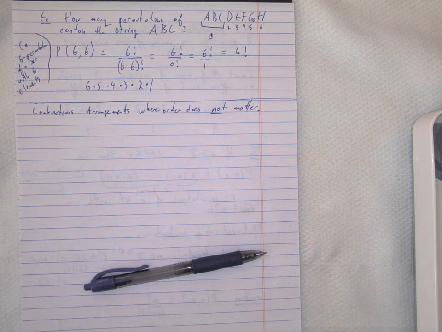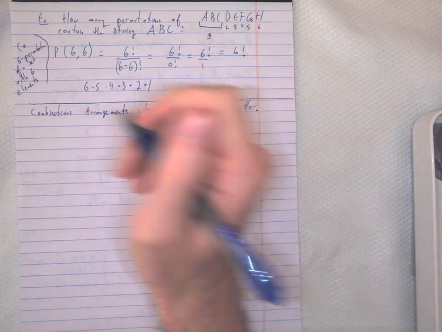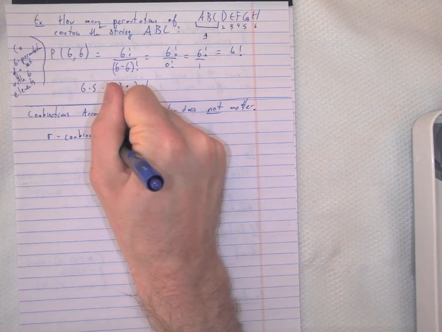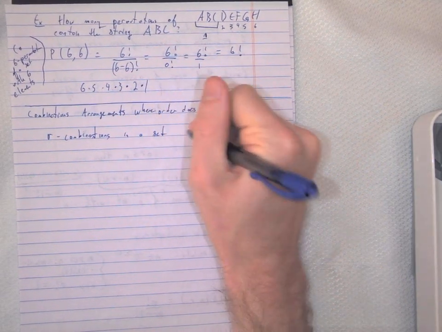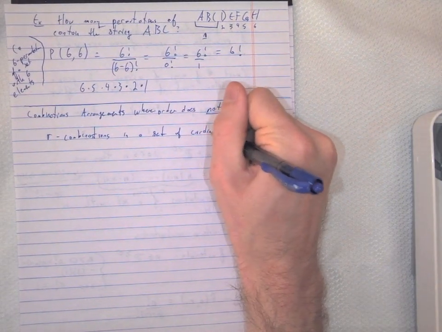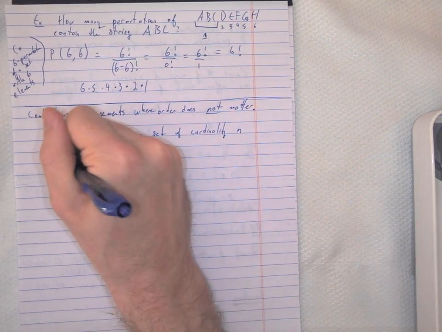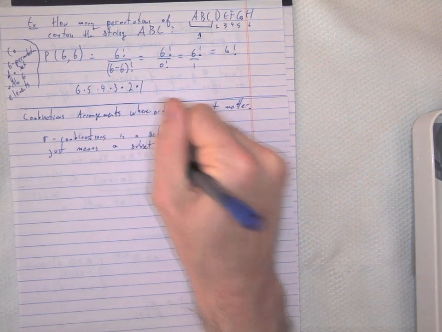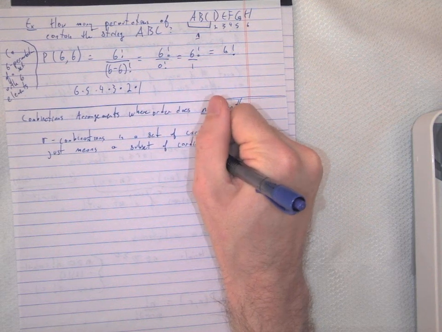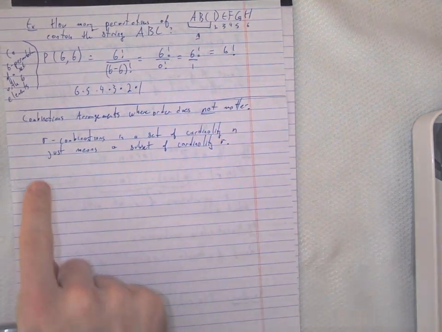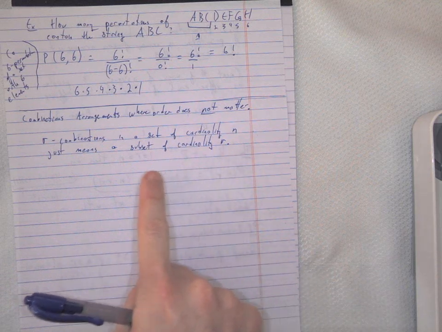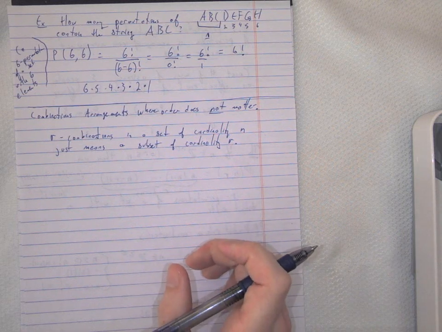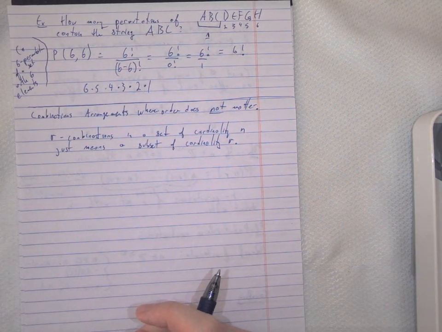Yes. R combinations in a set of cardinality n just means a subset of cardinality R. Whereas an R permutation in a set of cardinality n means an ordered subset of cardinality R, where you keep track of the ordering of your subset, or you assign an ordering to your subset, say.